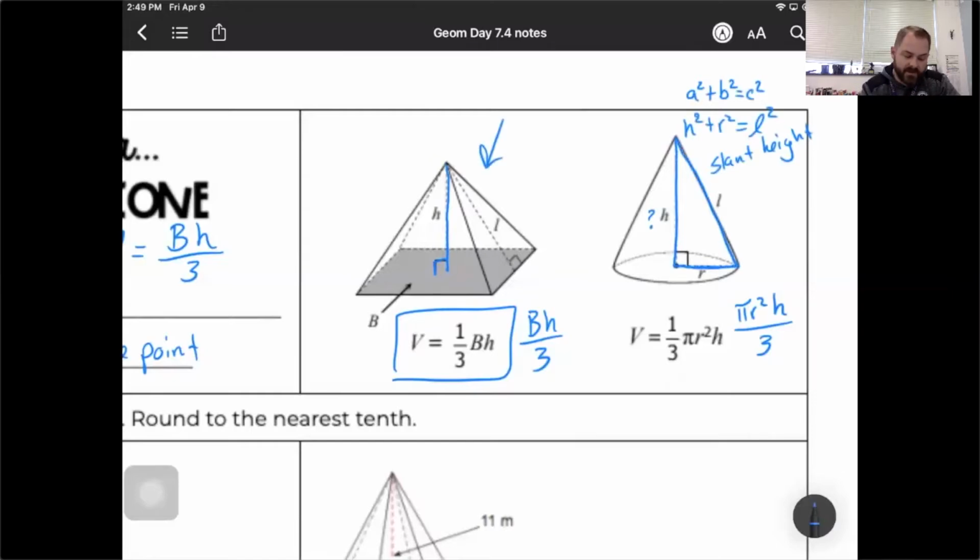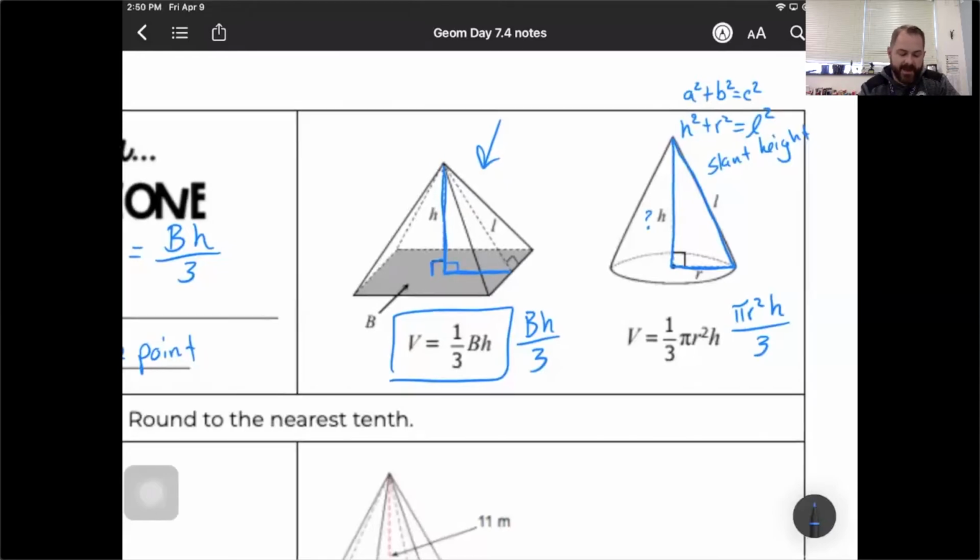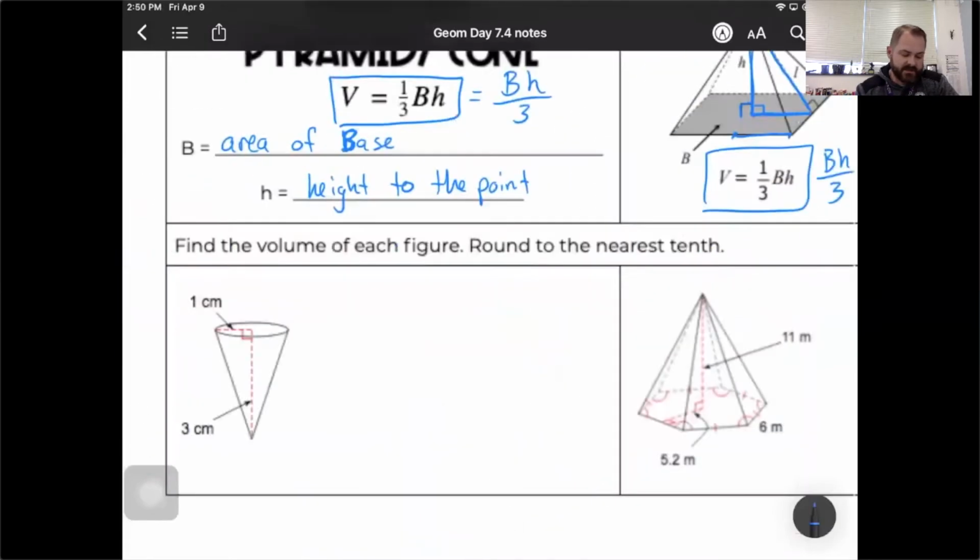All right? We have right triangles where the bottom side of that triangle, the bottom right leg of the right triangle, is half of the side length. Okay? And then the height and slant height are the other 2 sides. And so you can use Pythagorean theorem there as well. So let's practice some of this.